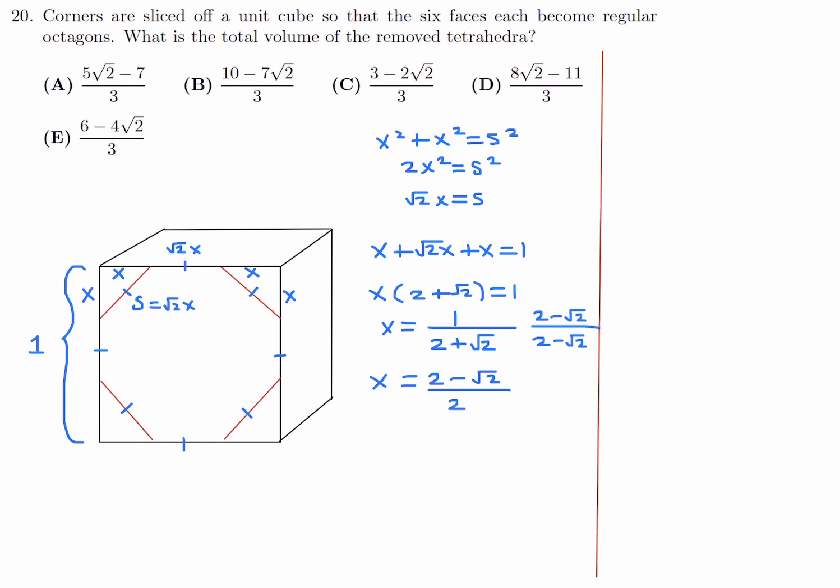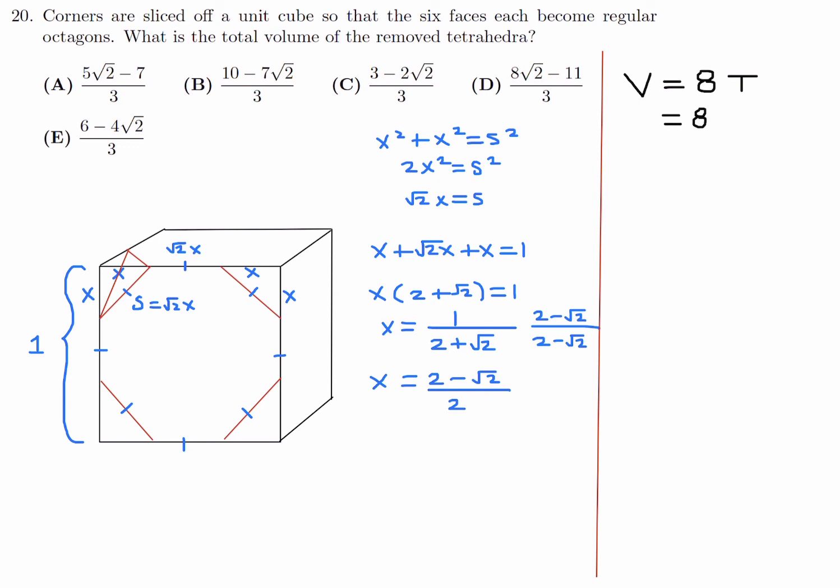Now we have to talk about what it is that they want in the question. They want you to figure out the volume of all those tetrahedrons. When I cut this, I cut it like this, right? Approximately, and then there's going to be a cut on the other side, like that. That creates a shape called a tetrahedron, and there's going to be 8 of them. So my volume of the removed tetrahedra will be 8 times the volume of each tetrahedron, and I'll call that T.